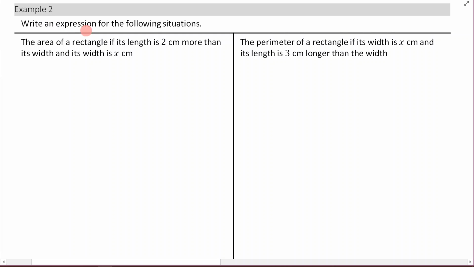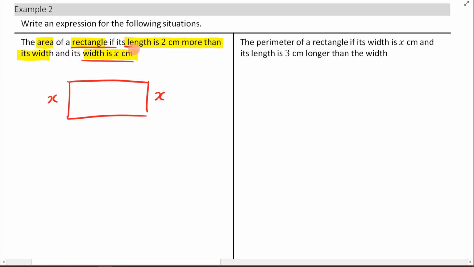Here it says, write an expression for the following situations. And I'm going to get a highlighter out here and highlight the key terms. The area of a rectangle, if its length is 2 centimeters more than its width, and its width is X centimeters. Okay, so whenever you're in these situations, it is always helpful just to draw yourself a little rough diagram. So here's a rectangle because the question says rectangle. And we know that the width of this rectangle is X centimeters. So let's put that in X, which means this is also X.